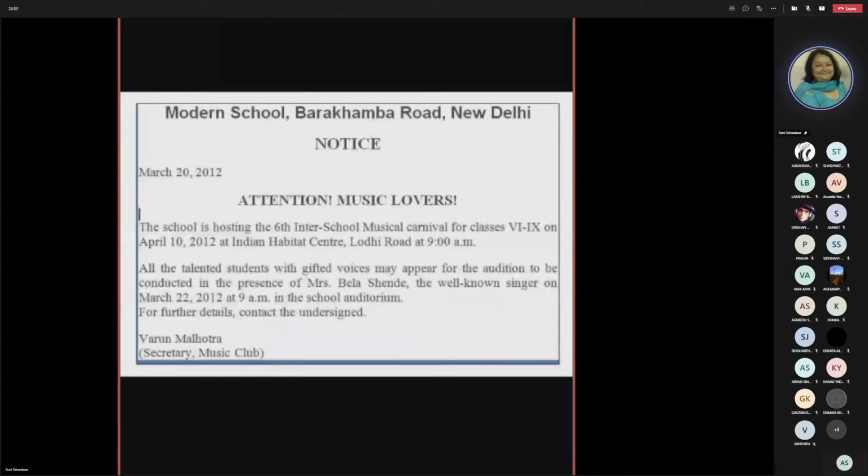So, time is also there, date is there, venue is there, whom it is addressed to, that information is also there. Now, next would be who all are going to be present, who is the chief guest, that part you have to mention.